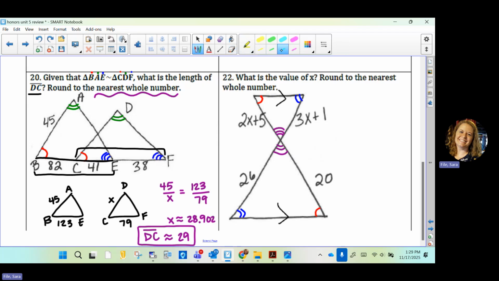So for instance, the 2x plus 5 connects a red to purple. So in the other triangle, the red to purple is 20. So those are going to be what correspond to each other. So the 2x plus 5 is to 20. And then 3x plus 1 is going to correspond to the 26 because they're both between the blue and purple angle markings that I put. So 26 is to 3x plus 1. So I'm going to set up my proportion.